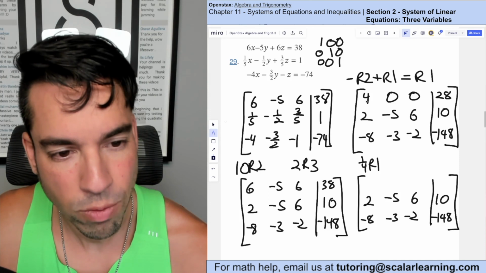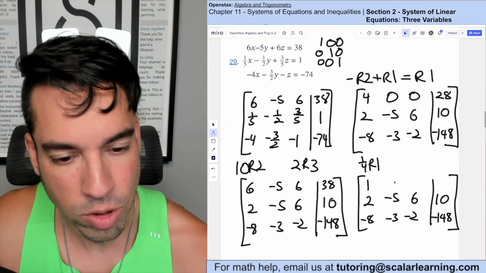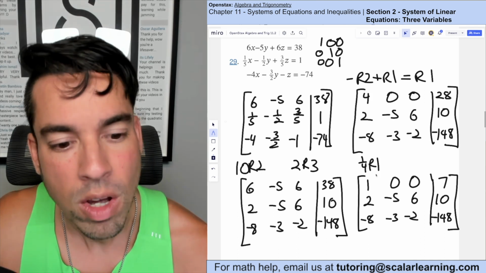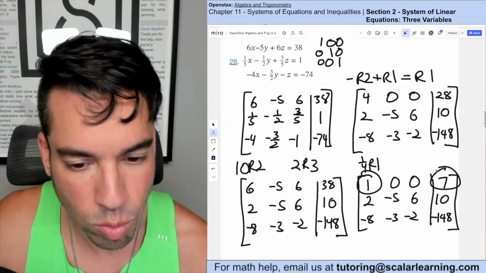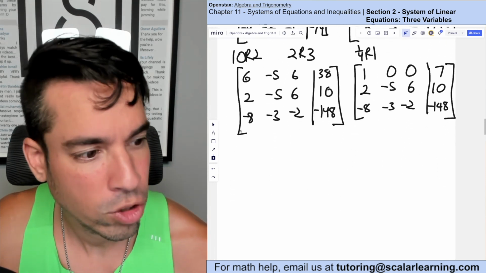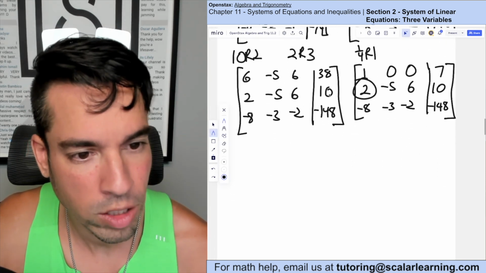So we've got 1/4 times 4, which is 1. 1/4 times 0 is 0. 1/4 times 0 is 0. 1/4 times 28 is 7. And check it out. We got our first value. x is equal to 7. Awesome. Now we're going to make some more room, and I'd love to flip this one into a 0 next.